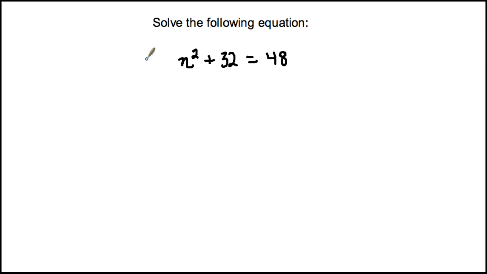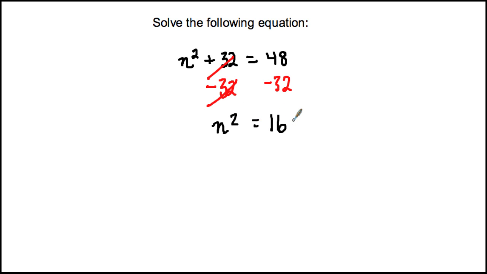What we're going to do is solve the following equation. We have n squared plus 32 equals 48. Just like any other equation solving problem, we'll start by getting the variable by itself by canceling out the constant. So we'll subtract 32 from the left and subtract 32 from the right. Those cancel out, and we are left with n squared on the left, and 48 minus 32 is 16 on the right.